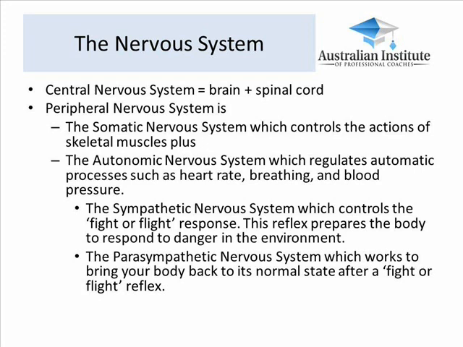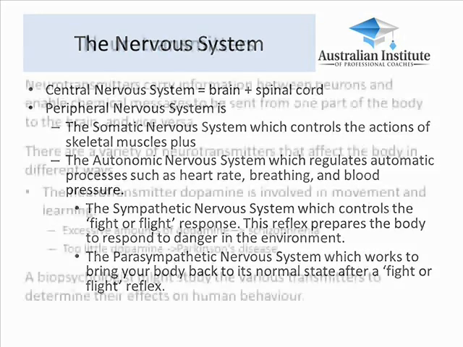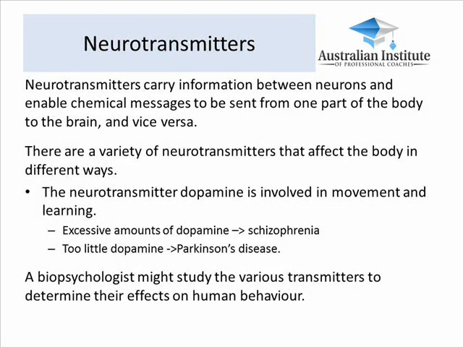Then there's the sympathetic nervous system, which controls the fight or flight response, which is the reflex which prepares the body to respond to danger in the environment, and then the parasympathetic nervous system, which works to bring your body back to its normal state after a fight or flight reflex. The messages to do all this are carried from the brain via what's called neurotransmitters.